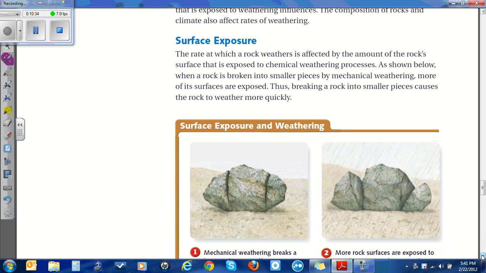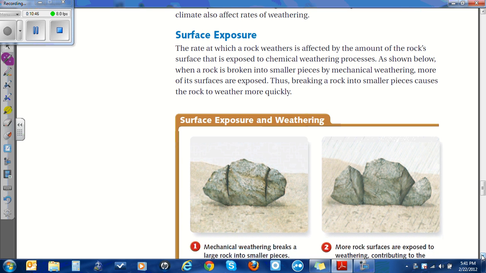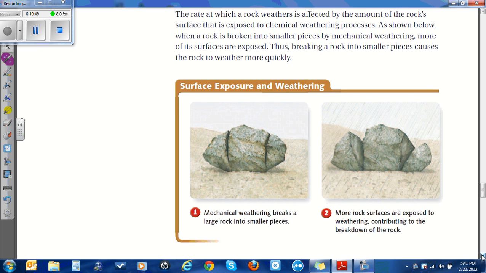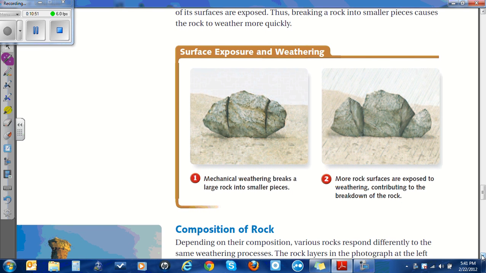As shown below, when a rock is broken into smaller pieces by mechanical weathering, more of its surfaces are exposed. Thus, breaking a rock into smaller pieces causes the rock to weather more quickly. In this graphic of surface exposure and weathering, mechanical weathering breaks a large rock into smaller pieces. More rock surfaces are exposed to weathering, contributing to the breakdown of the rock.